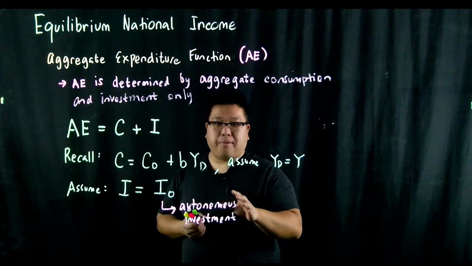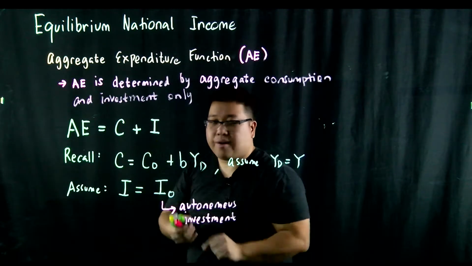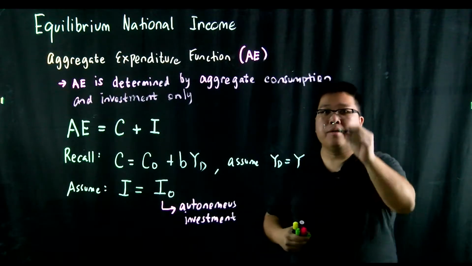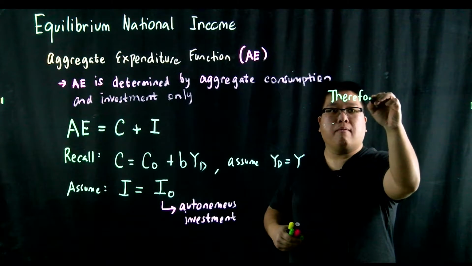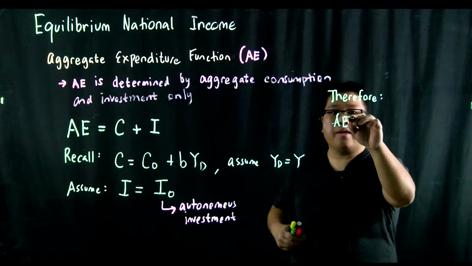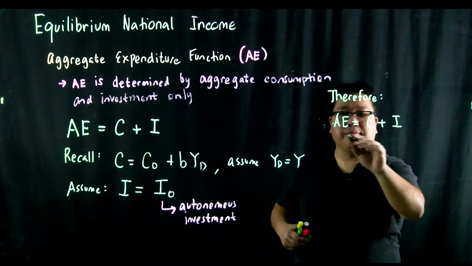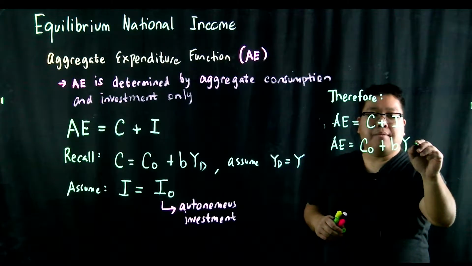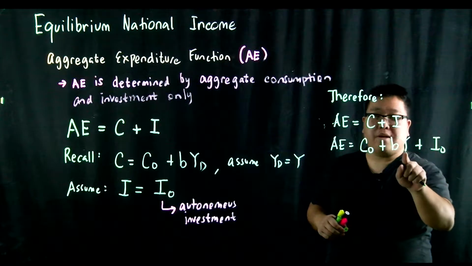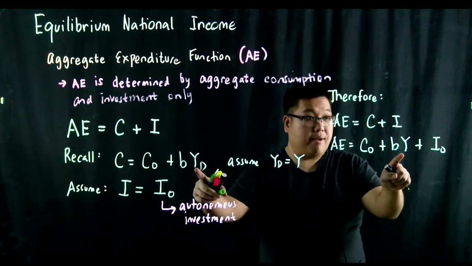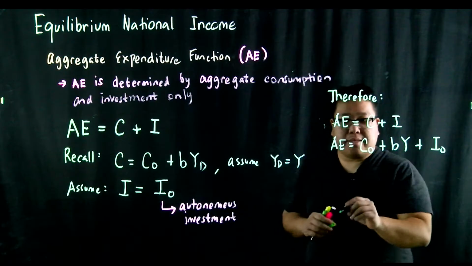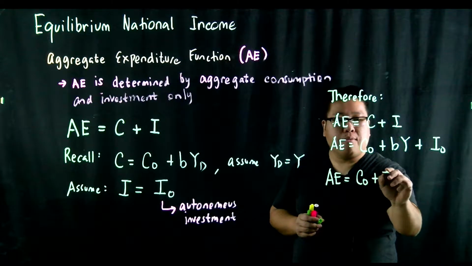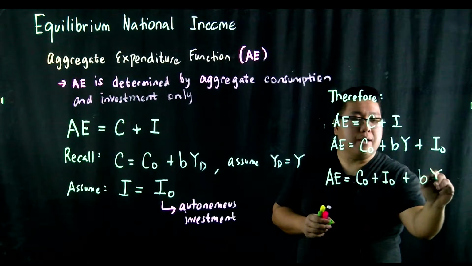So now what we're going to do is combine all of this and write our expression for aggregate expenditures. Therefore, we have AE is equal to C plus I, and AE is equal to C sub 0 plus BY plus I sub 0. Remember this Y, we assume that YD equals Y right here. That's why I've written it as Y. So we're going to simplify this to look like this: AE is equal to C sub 0 plus I sub 0 plus BY.